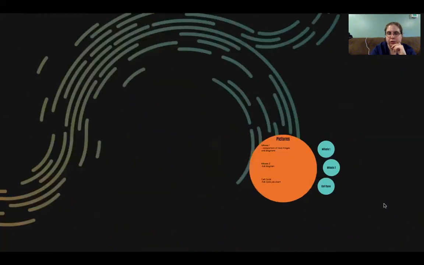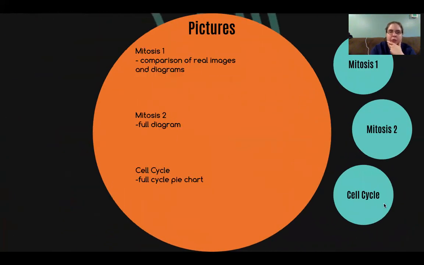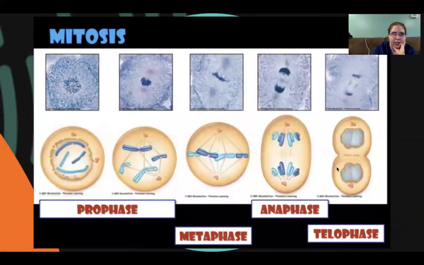All right, so let's take a look at some pictures. So first, mitosis 1, it's a comparison of real images versus diagrams. These are actual images taken using a microscope. So early prophase versus late prophase. The nuclear membrane is breaking down, the centrioles are starting to move, and they're also starting to build their spindle fibers. The chromosomes become visible because they're switching from chromatin to chromosome form. The spindle fibers start to attach to the chromosomes at the centromere.